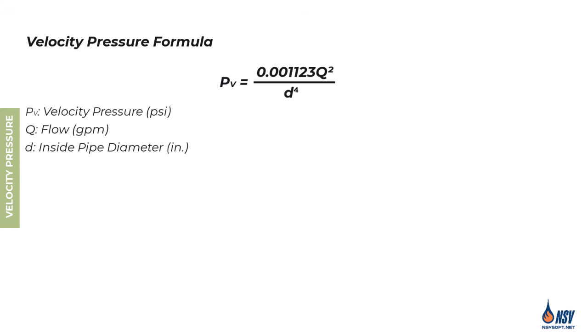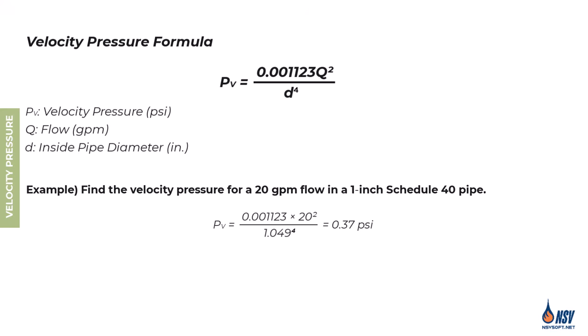To calculate the velocity pressure, we simply use the formula 0.001123 multiplied by the flow rate squared and then divided by the diameter raised to the fourth power. In this formula, the velocity pressure is expressed in pounds per square inch, the flow rate Q is in gallons per minute, and the pipe diameter D is in inches. For example, if the flow is 20 gallons per minute and the internal diameter of the pipe is 1.049 inches, the resulting velocity pressure is about 0.37 pounds per square inch.